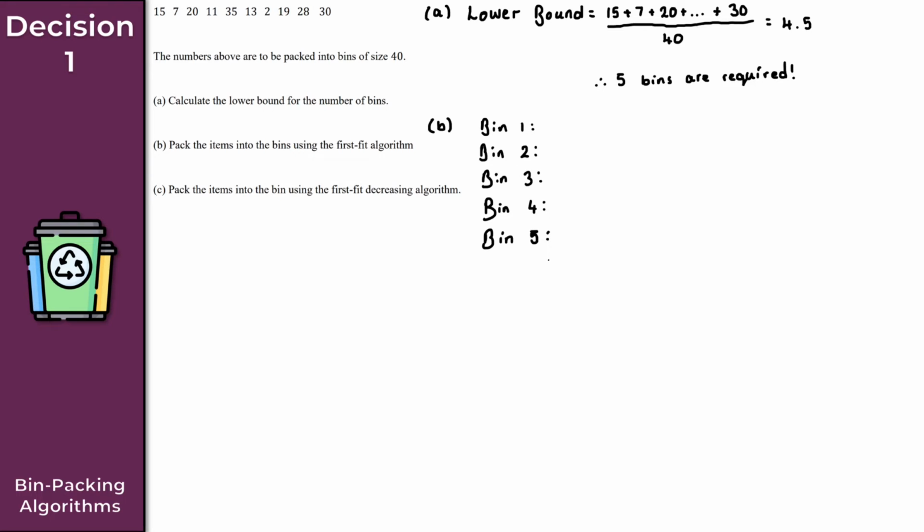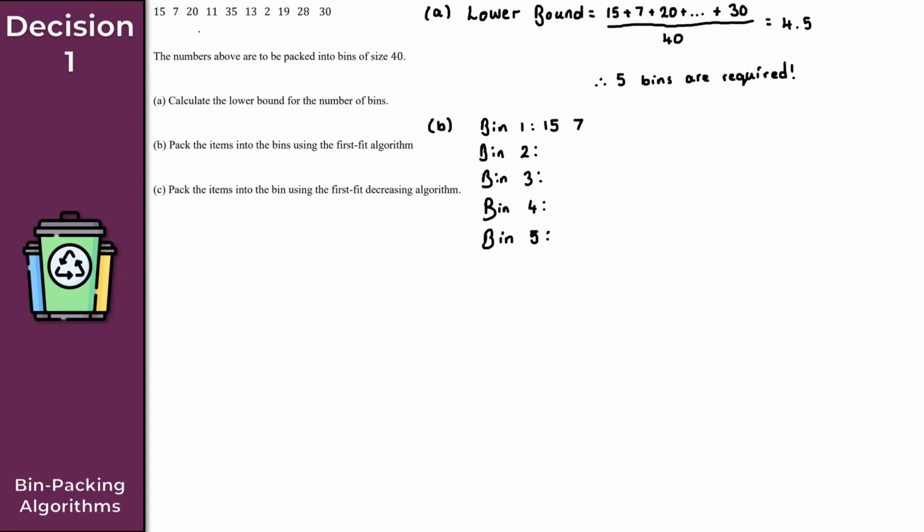So, with the first fit algorithm, we just start with the list as it's given here, and just pack each item into the first available bin. So for example, 15 here can go into bin 1, right? So 15 goes into bin 1. Now 7 can also go into bin 1, right? Don't forget here, we're going up to a size of 40. So I've got 15, 7 can also go in. So that takes us to a total of 22. So I've got 18 units of space left here.